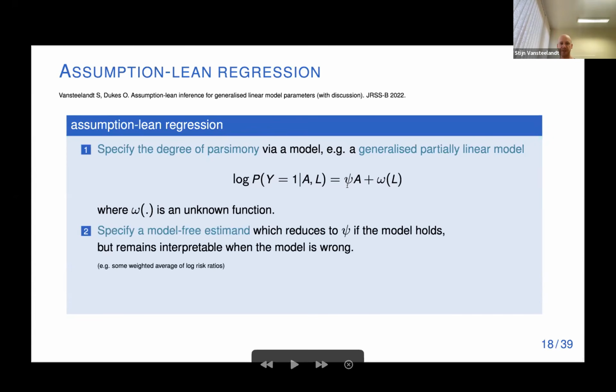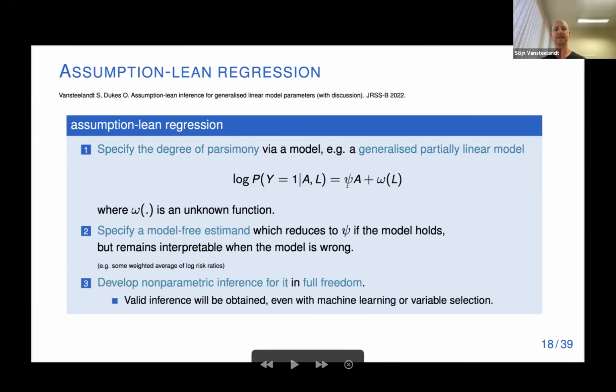Then next, we'll specify a model-free estimand, which reduces to psi if the model holds, but remains interpretable when the model is wrong. So you could think of a weighted average of log risk ratios. And then because the estimand is model-free, we can develop non-parametric inference in full freedom, because we don't have to tie ourselves to this regression model here on the top of the slide when drawing inference. And that means that valid inference can be obtained even when variable selection is part of the game or machine learning.